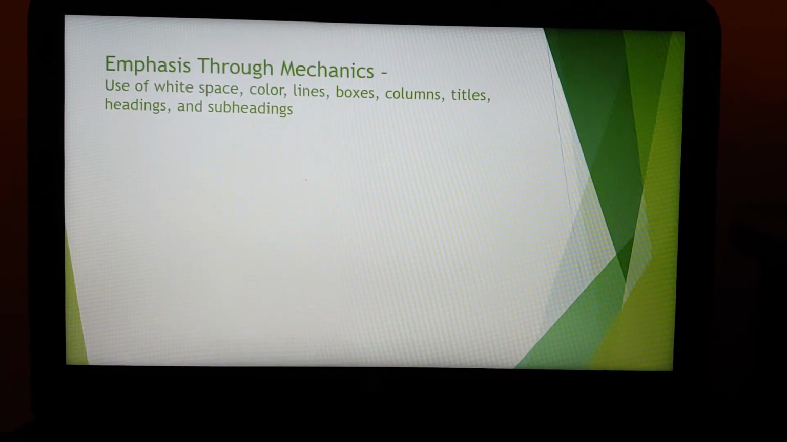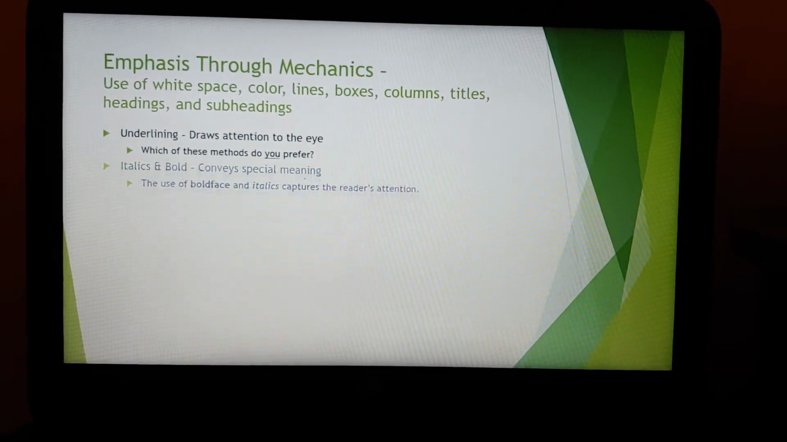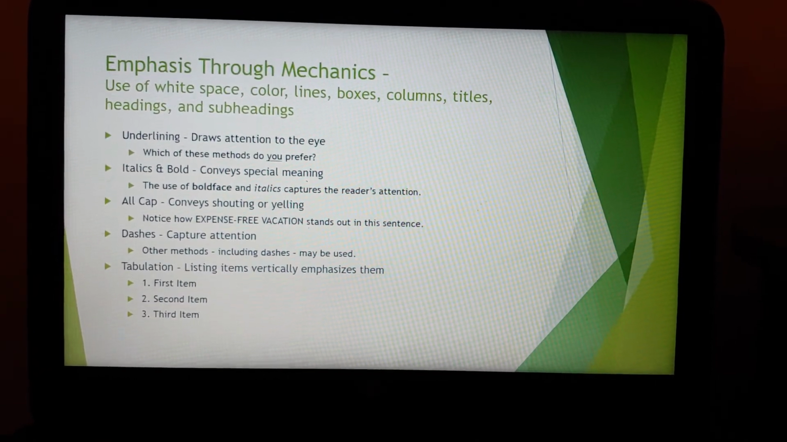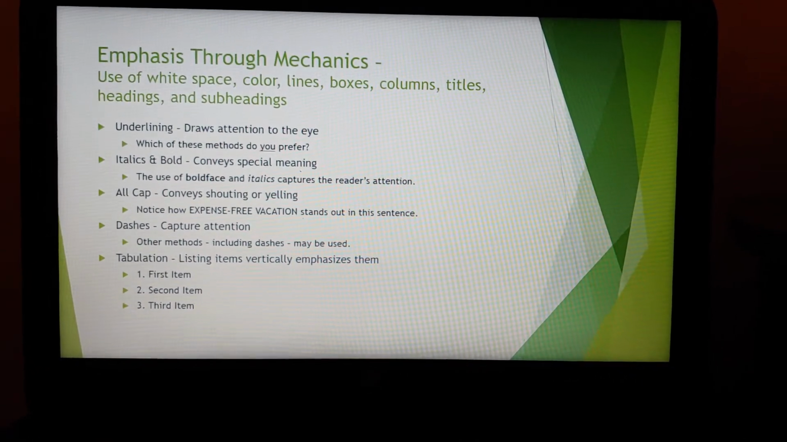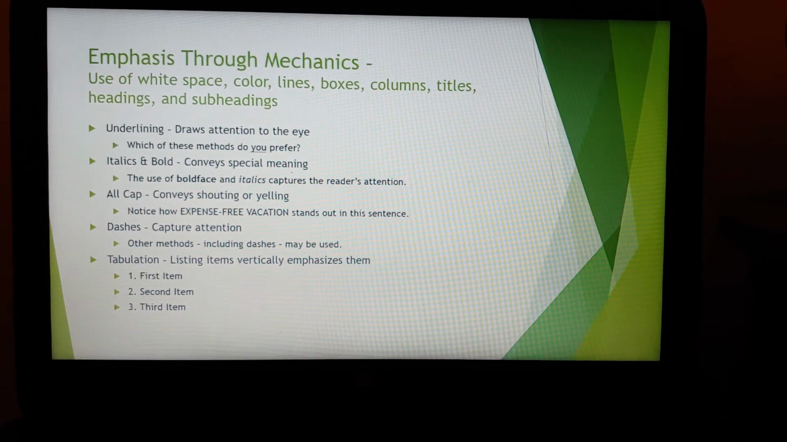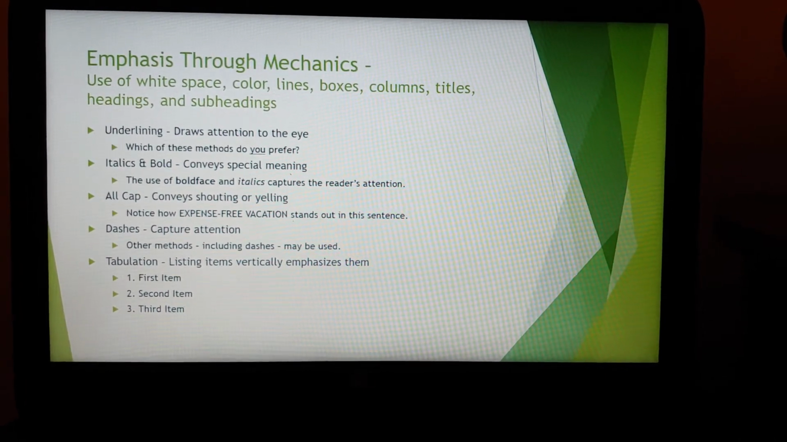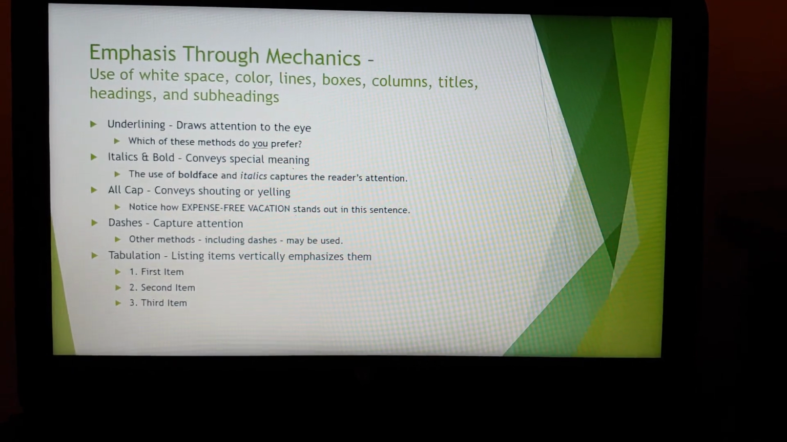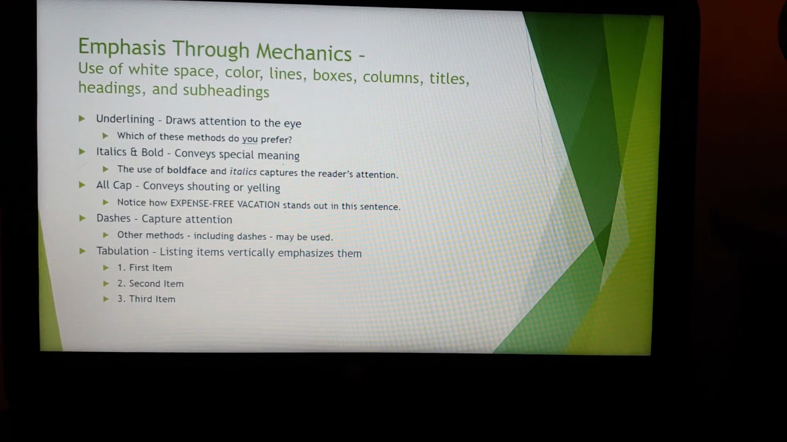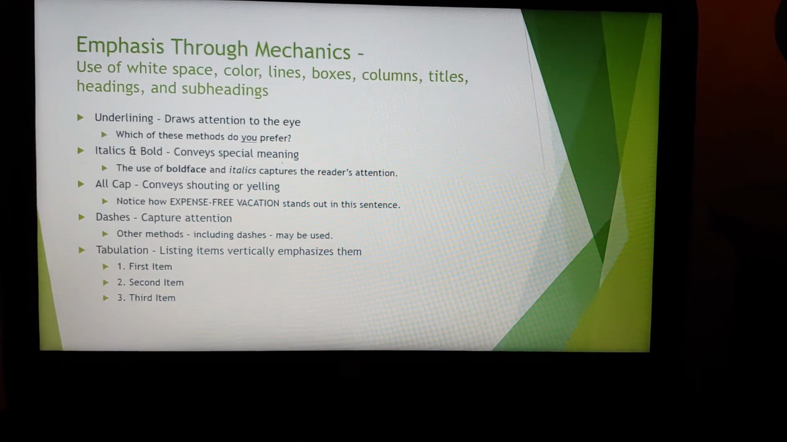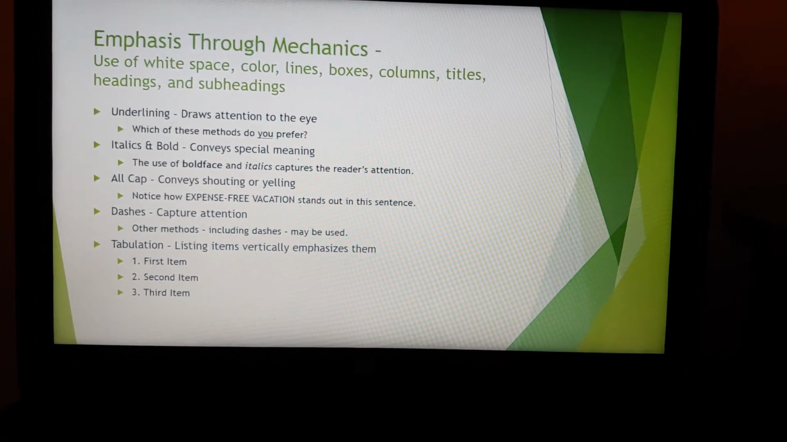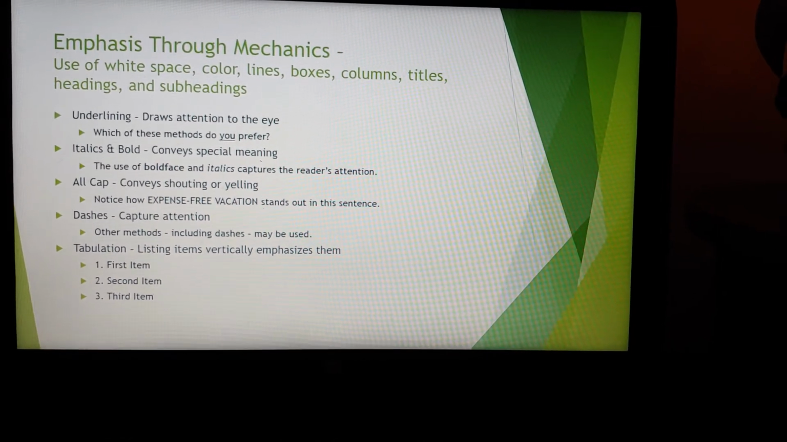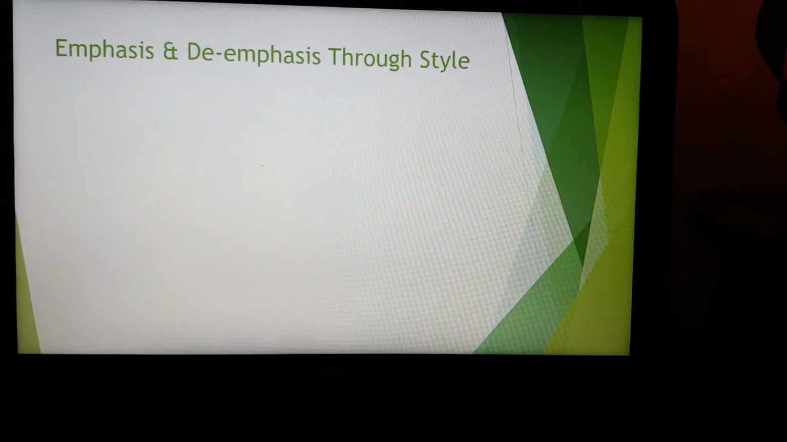As you're writing, be careful with some of the mechanics that you use, meaning underlining, bolding, italics, and all caps. All caps, I hate that. If you send me a message in all caps, I think you're yelling at me. Dashes capture attention. That's actually a format that I use quite a bit. And tabulations or bullets are great if you want to list items individually. It makes it nice and easy to read.